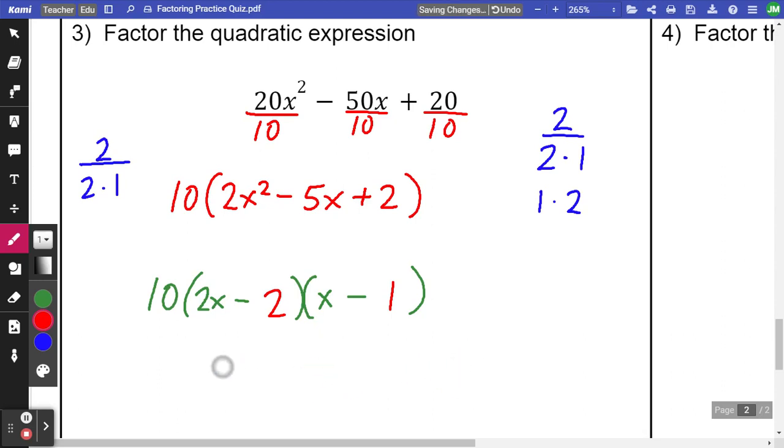Alright, but if we do change placement on these two and make this one 1 and this one 2, then the outsides are now multiplied to -4x plus the insides of minus 1x, and those two add up to -5x. And that's going to be my correct combination, with a 10 on the outside: 2x minus 1 times x minus 2.